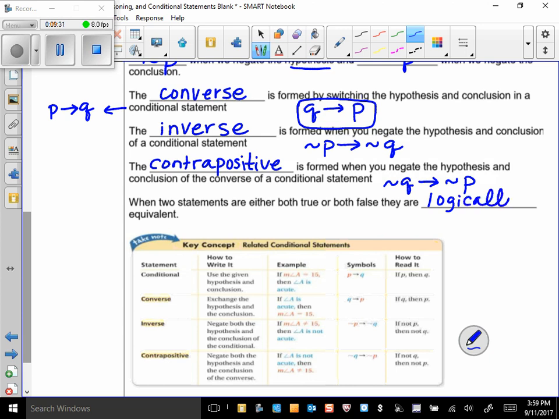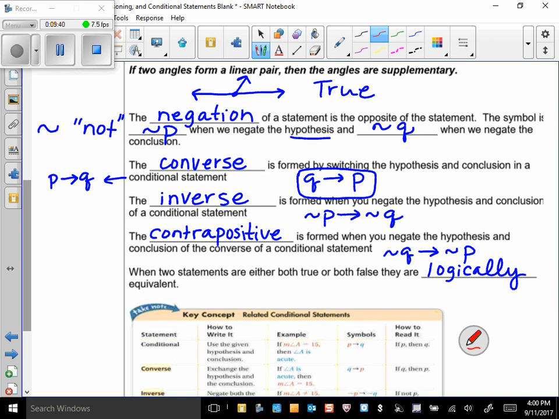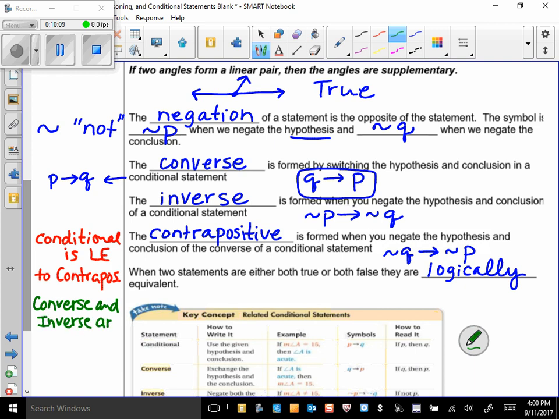And I'm going to tell you right now which ones of these four statements are logically equivalent. The conditional statement, let me just write it over here. The conditional statement is logically equivalent, that's what I'm using LE for, to the contrapositive. And the converse and inverse are logically equivalent. You got to remember that.